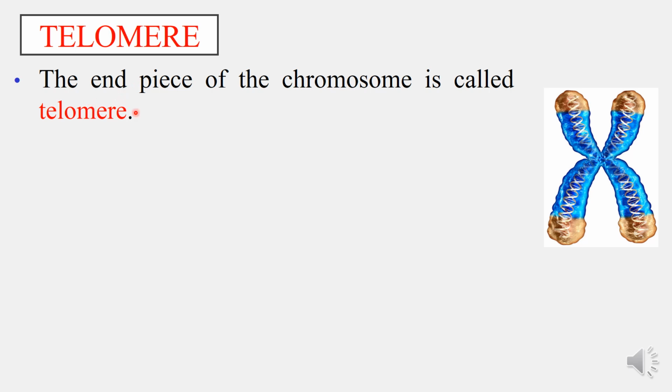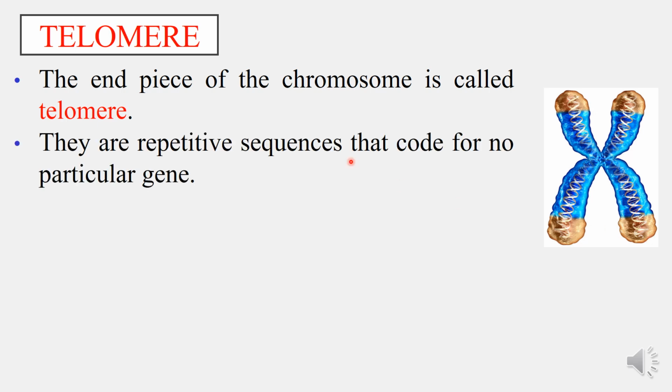A telomere is the end piece of chromosome, and so this end piece of chromosome is called a telomere. So, here are the telomeres of this chromosome. Now, what are these telomeres? They are repetitive sequences that code for no particular protein. So they do not have any genes in them and they are repetitive sequences.